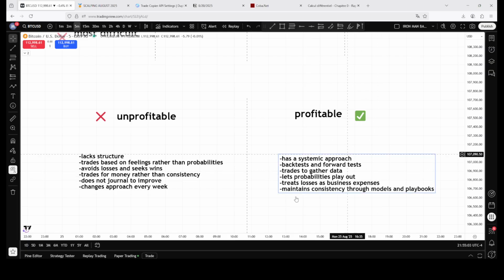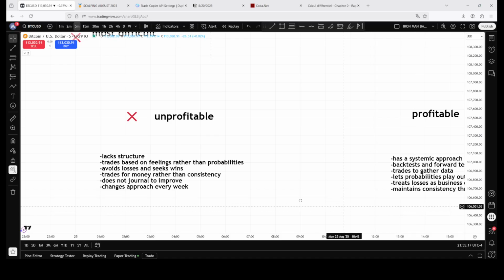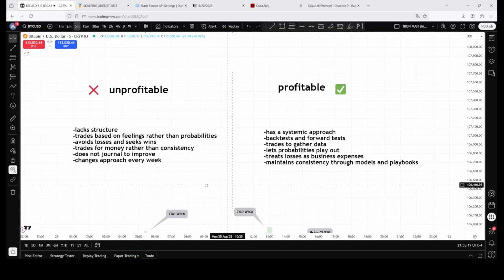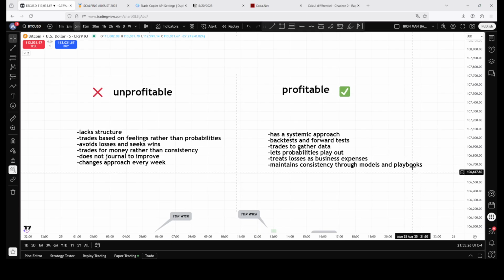But that's one of the expenses, right? The real expense as a trader, the real business expense, is your losses, and then maintains consistency through models and playbooks. So different kinds of models and different kinds of systemic approaches and whatnot. Those are models. Playbooks are basically multiple models.